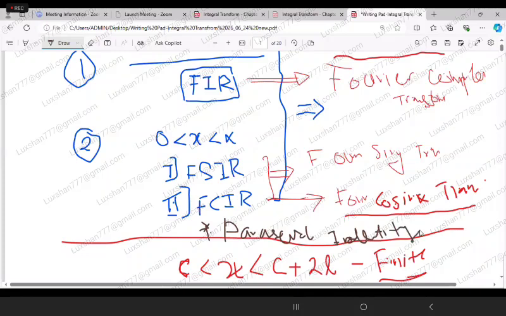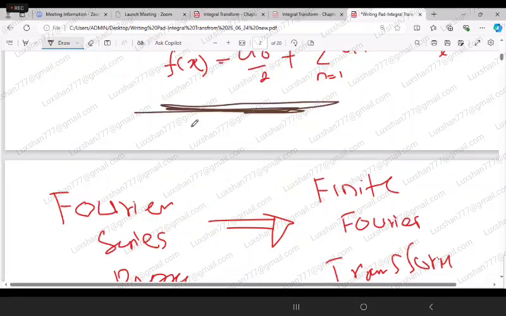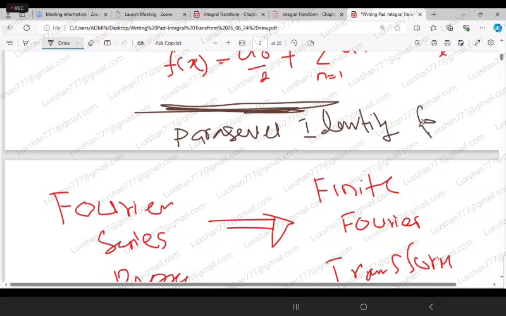Similarly, now we are at this point. Now we have something called the Parseval identity for the finite case.